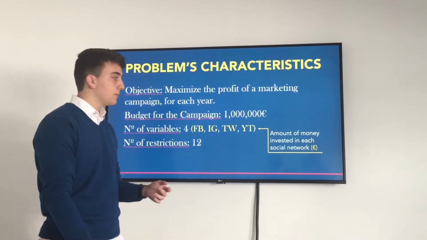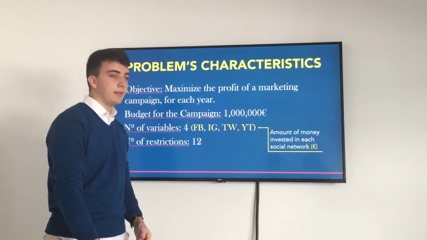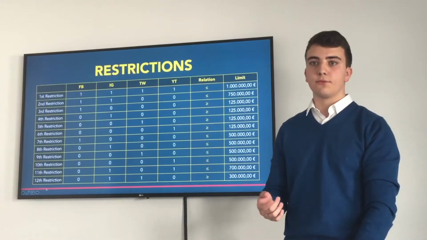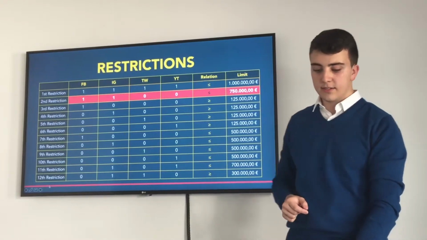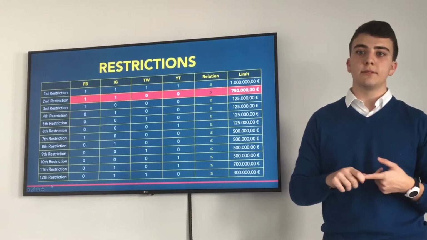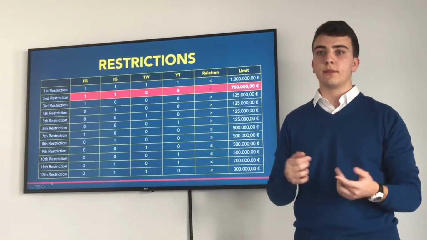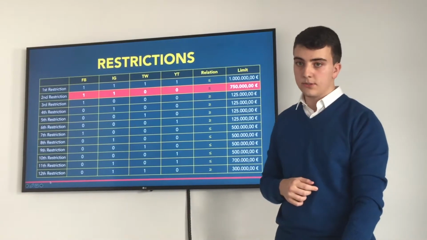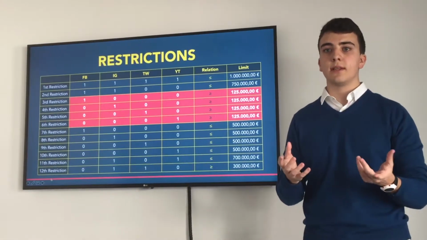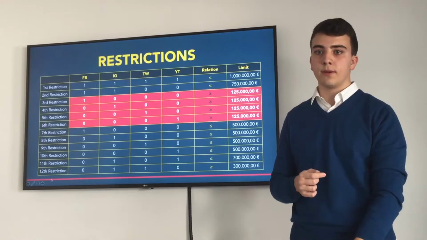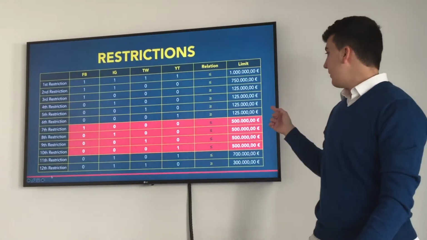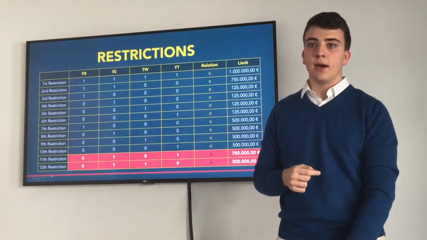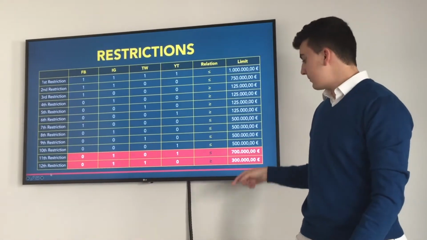We have 4 variables, which represent the amount of money invested in each social network. We also have 12 restrictions. The first one is the budget constraint. The second one is the sum between Facebook and Instagram, and it must be less or equal to the 75% of the budget. Also, each social network must receive at least 125,000 euros and a maximum of 500,000 euros. And we also have 2 more restrictions.